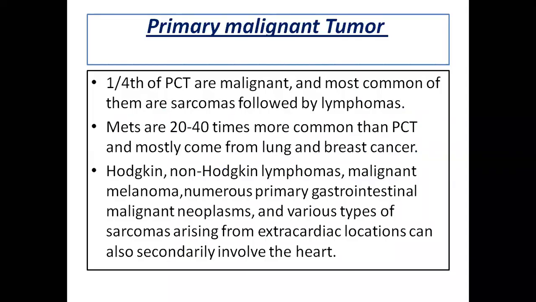Primary malignant tumors account for 25% of cardiac tumors, with the benign ones making up the rest. Most commonly they are sarcomas, followed by lymphomas. Metastases account for 20 to 40%, more common than primary tumors, and come mostly from the lung and breast. Hodgkin and non-Hodgkin lymphoma, malignant melanoma, primary gastrointestinal neoplasms, and various other types arising from extracardiac locations can also secondarily involve the heart.